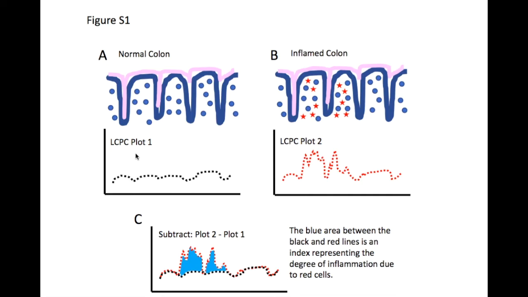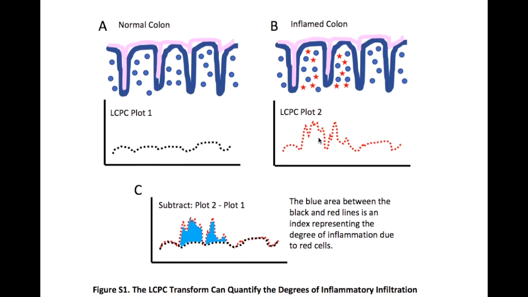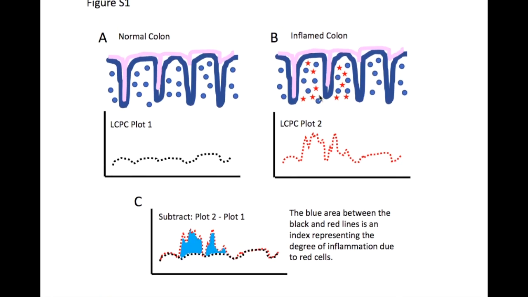So this is the LCPC of this cartoon up here, and here in B, this cartoon has red stars infiltrating the lining, and the LCPC captures that, over that specific region too. And what you can do is subtract plot 2 from plot 1, as you see in panel C. This area between the curves in blue serves as an index representing the degree of infiltrating red stars in this cartoon system.